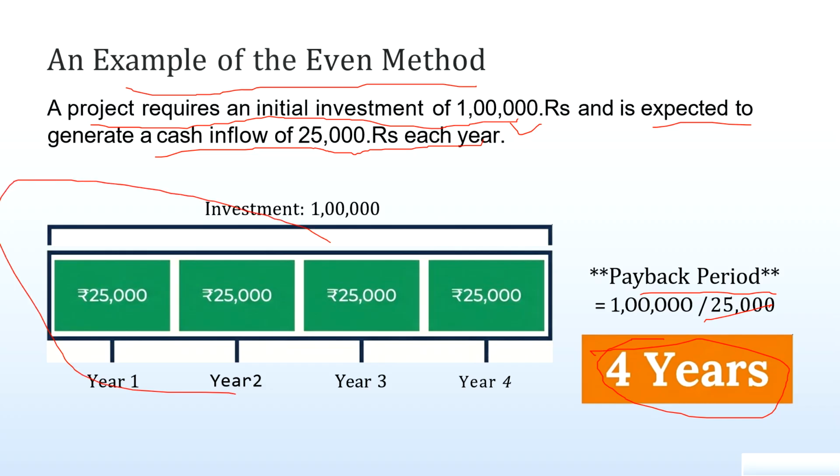We see in this picture that the initial investment is 1 lakh. The first year is 25, the second year is 25, the third year is 25, and the fourth year is 25. By this we recover the investment completely in 4 years.